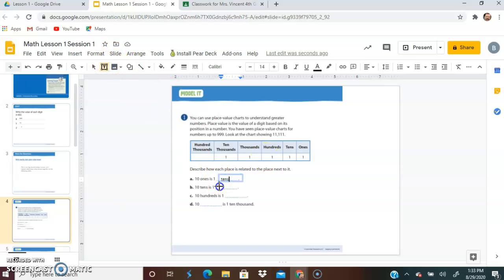So I'm going to type out the place value. Spell it out, 100. Write that in your book. If at any point I'm going too fast, you're just going to pause the video. 10 hundreds is 1 blank. So if I have 10 hundreds, it's going to be worth 1,000.